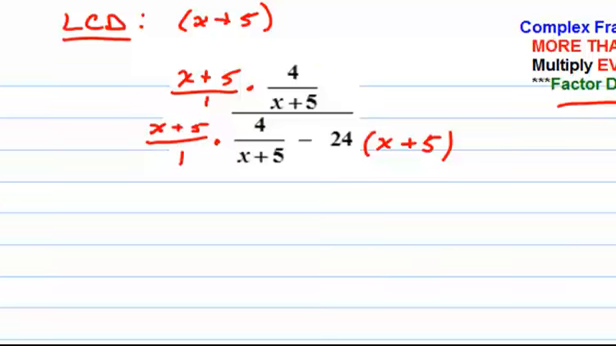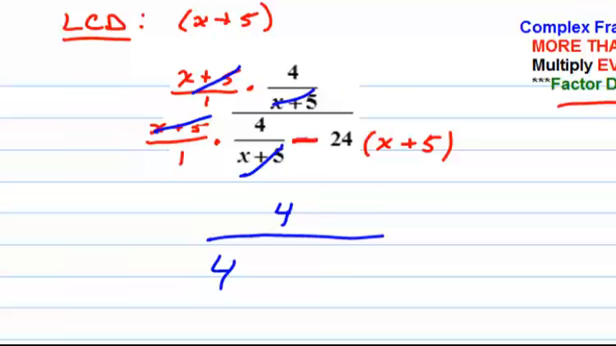Let's cancel common factors. So here we have x plus 5, and in the numerator we're just left with 4. Here we can cancel x plus 5, and in this term we're left with 4. Be careful, we have a minus 24. So negative 24x and negative 24 times 5 is going to give us a negative. And well, if I were multiplying by 10, I'd get 240. I'm multiplying by half of that, so it's 120.